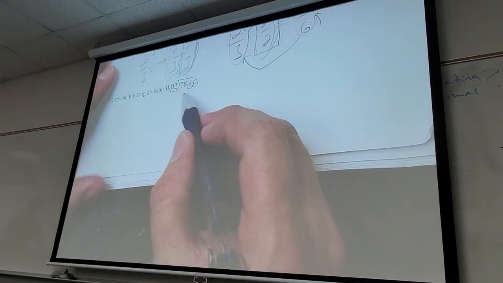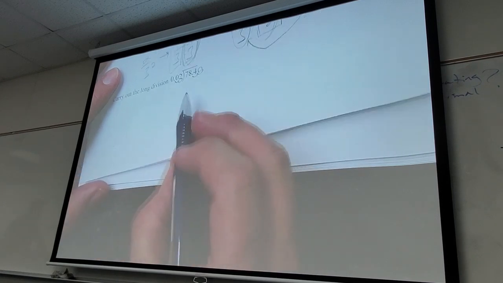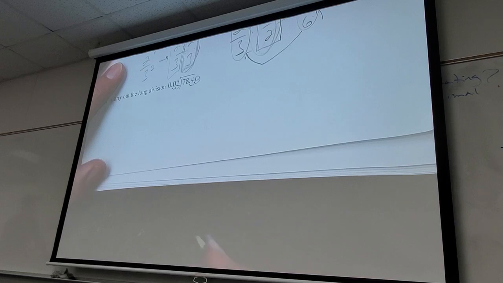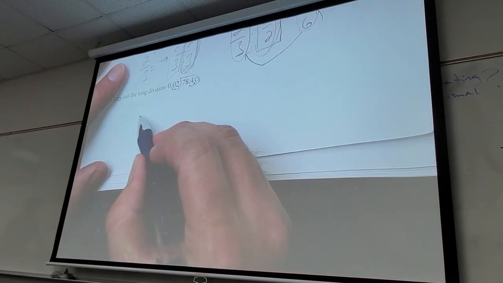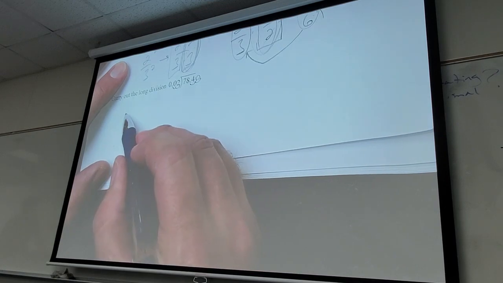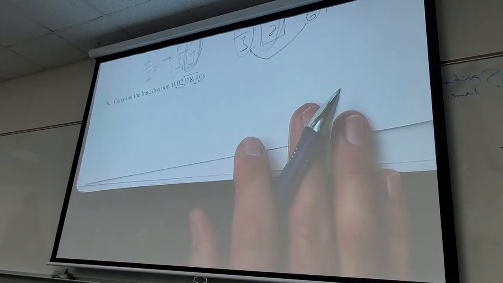So, what does the original problem look like as a fraction? It's not even a fraction really, because it's got decimals in it. What does it look like as a ratio? What am I doing? How do I write this as a ratio?